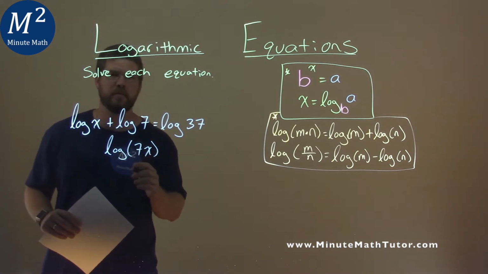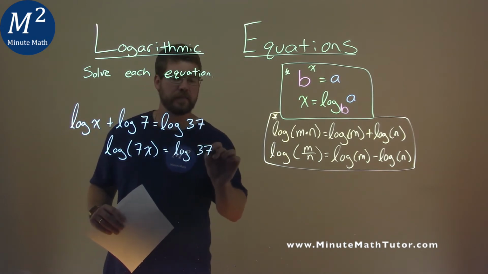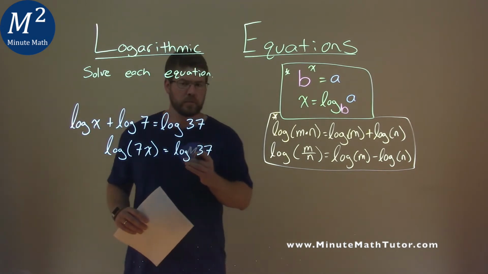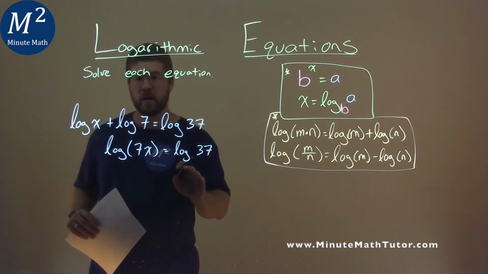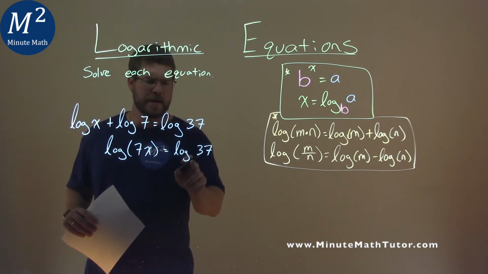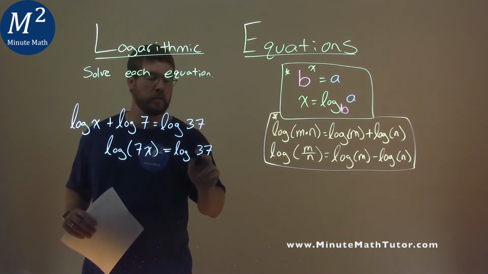I flipped it around, but it's okay. That's equal to log of 37. Now our other rule states that if we have a log with the same base equal to a log of another one, the same base, and that's the only thing that's there, we can just set the insides equal to each other.